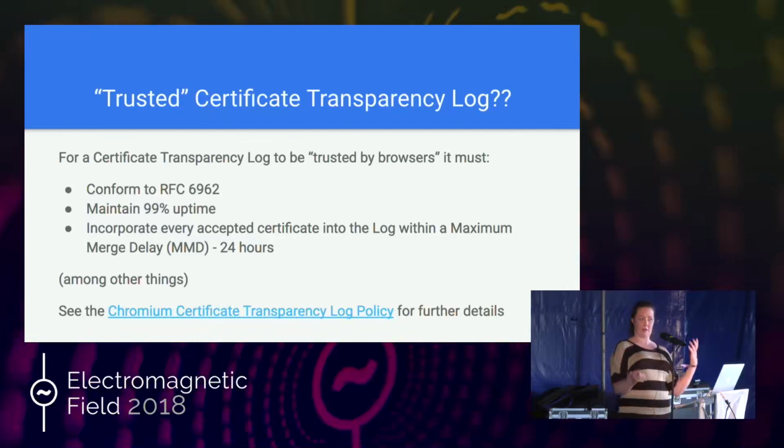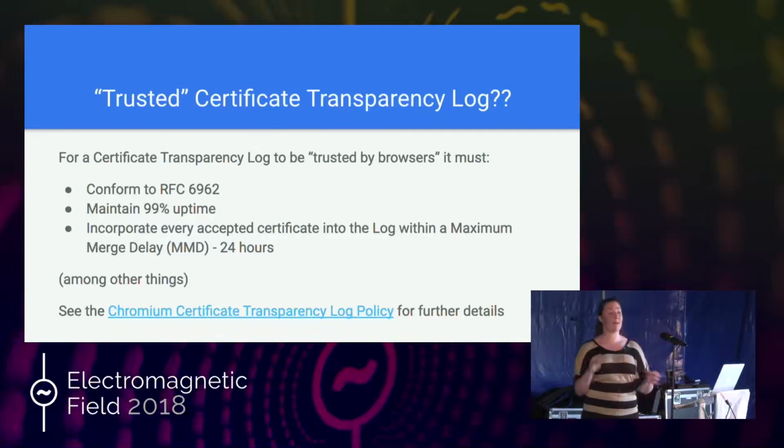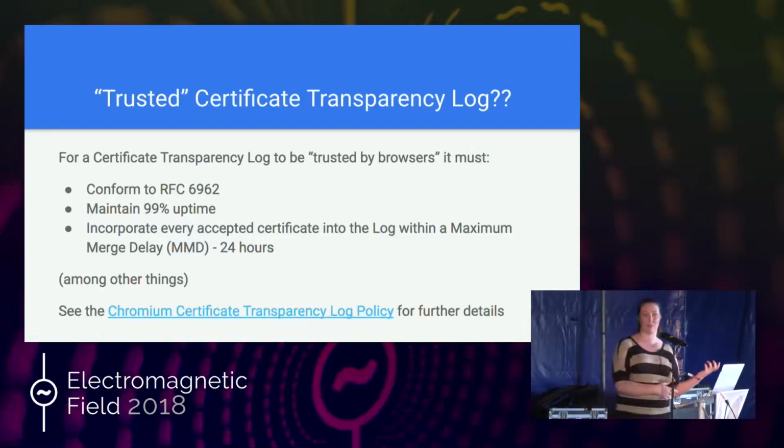Now, 24 hours is quite a long time, right? How long can it take to actually add a certificate to a Merkle tree? That doesn't sound that hard. But in reality, this 24 hours is the amount of time a log operator has to recover or to handle things when something goes wrong with the log.